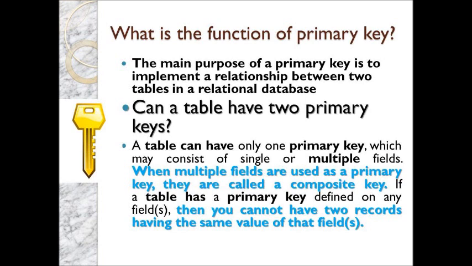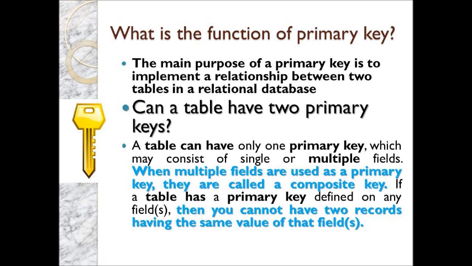What is the function of a primary key? The main purpose of a primary key is to implement a relationship between two tables in a relational database. Can a table have two primary keys? No, a table can have only one primary key, which may consist of single or multiple fields. When multiple fields are used as a primary key, they are called a composite key.